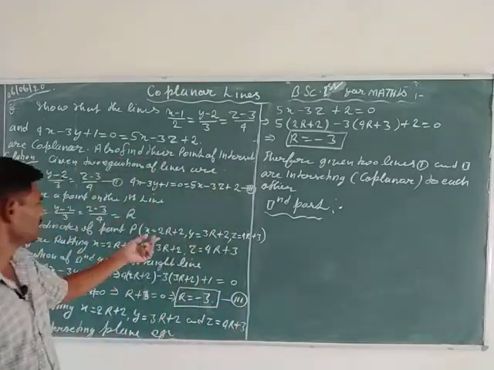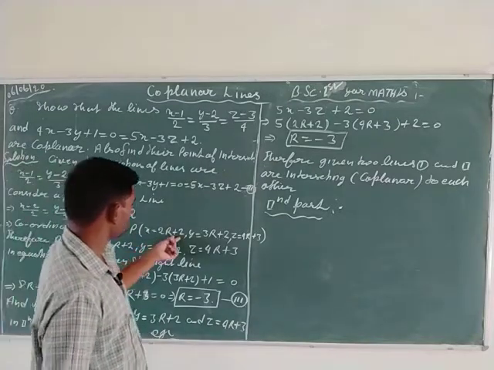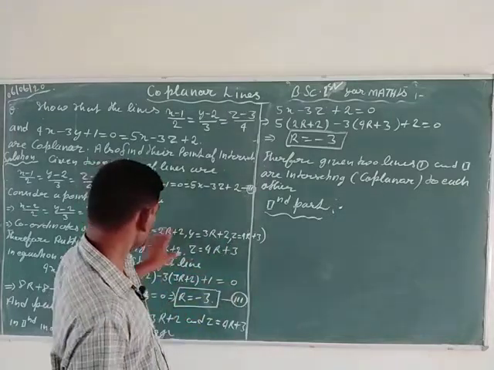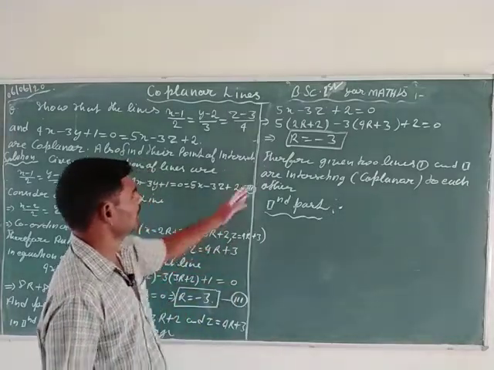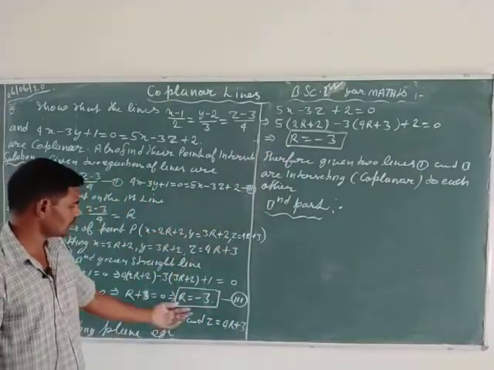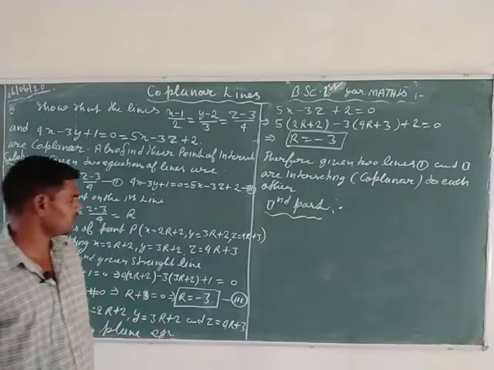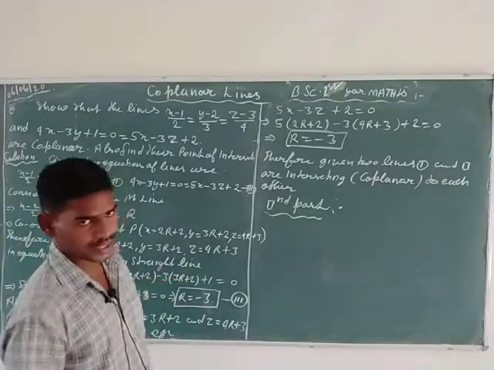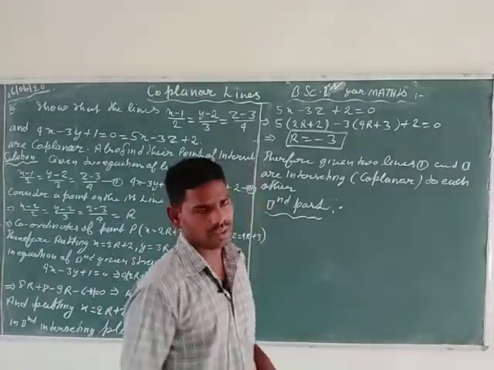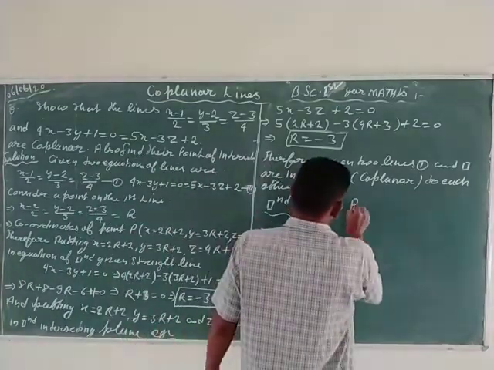Suppose that capital P is the intersecting point whose coordinates are 2r plus 2, 3r plus 2 and 4r plus 3. Here we put the value of r equal to minus 3 from the second intersecting plane, and r is also minus 3 from the first intersecting plane. Therefore, putting the value of r in these coordinates, you can calculate the coordinates of the intersecting point P.